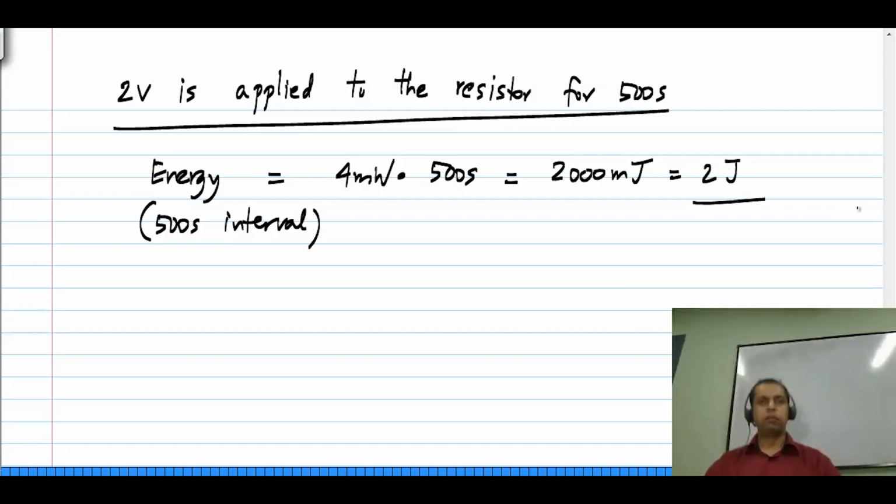Very simple calculation, but as long as you know the voltage across a resistor or a current through a resistor, you should be able to calculate the power delivered to the resistor or energy delivered to the resistor in some given interval.